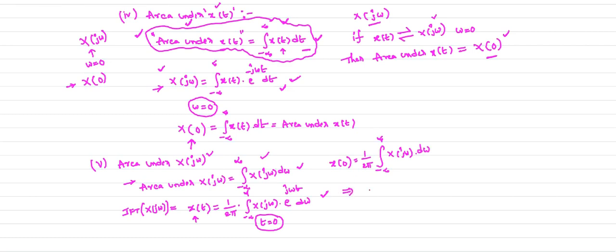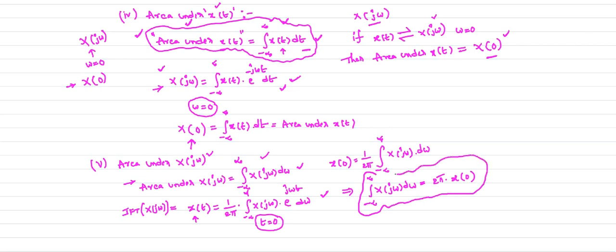So I want the area under X of j omega. It is nothing but the integral minus infinity to plus infinity. So your X of j omega d omega is nothing but 2 pi times x of 0. So this is the formula used to calculate the area under X of j omega. Area under X of j omega is nothing but integral minus infinity to plus infinity X of j omega d omega.